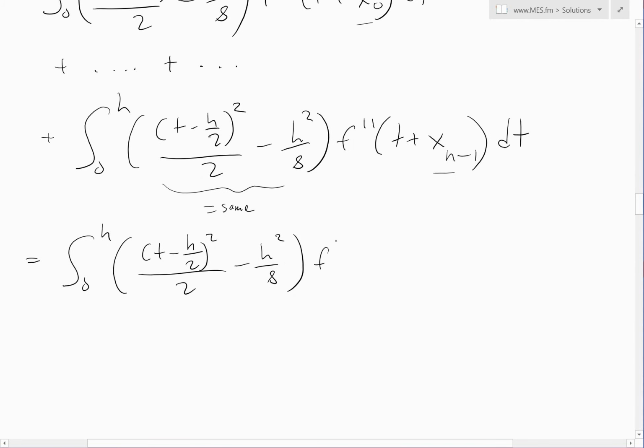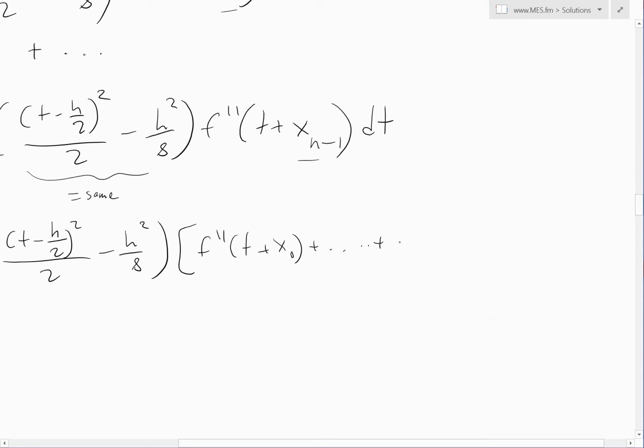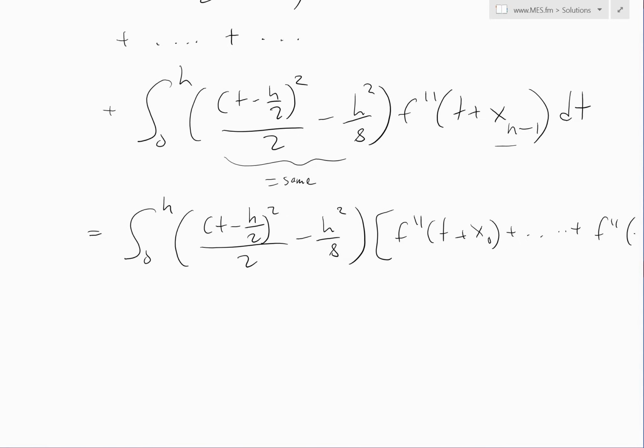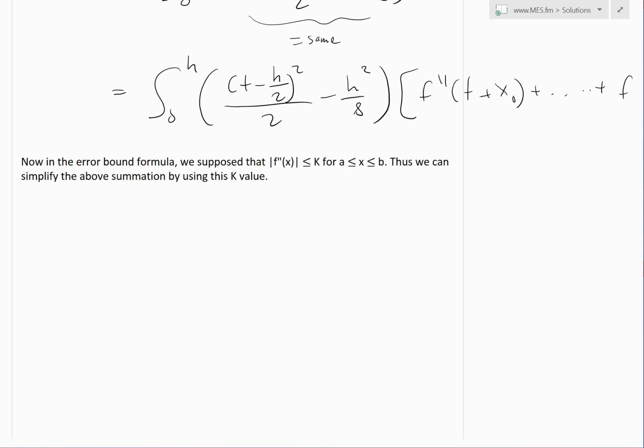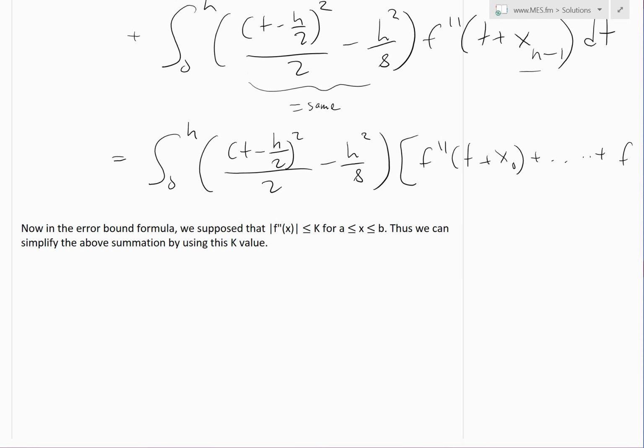Now we have a little summation right here, f double prime of t plus x0, plus etc. Keep going on and on until we get plus the last one, f double prime of t plus x n minus 1, dt. I'll write this like that. So we just made it a bit neater, writing it in one integral. Now in the error bound formula, we suppose that K is greater than or equal to the absolute value of the second derivative for this interval. Thus we can basically simplify this above summation by using this K value.